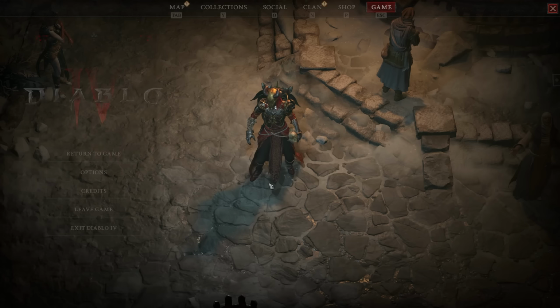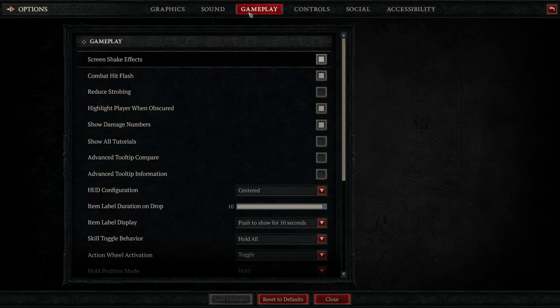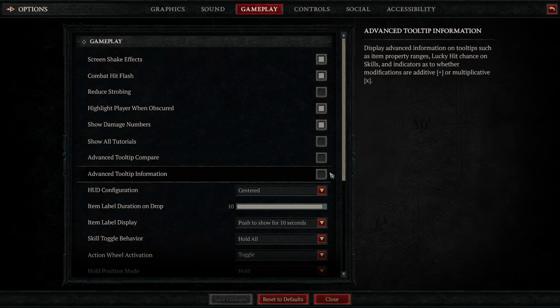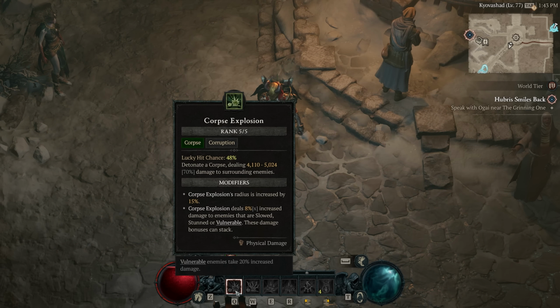But we're going to press escape. I don't know what it's like on console. We're going to go to options. We're going to go to gameplay. And then I'm going to go to advanced tooltip information and click that on. Save those changes. We're going to come back here and take a look at corpse explosion.